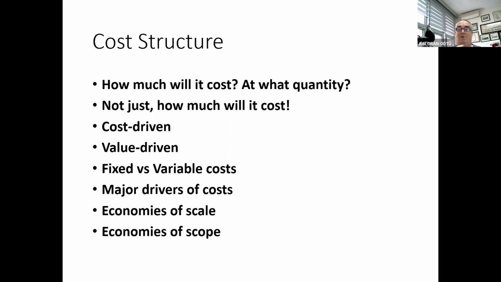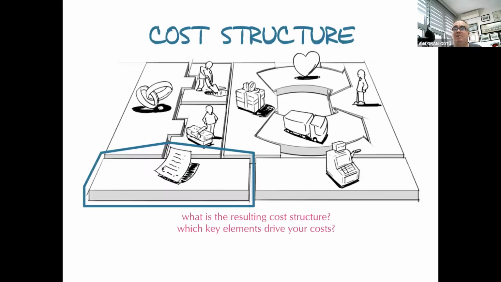Sometimes you have a lot of knowledge about chemistry, about using it to develop new products, improvements in products, then that may give you an advantage in developing even more chemical products. Okay, so coming back to the cost structure, let's take a look. Let's talk about some examples of how cost structure might be in your business model. So what is the cost structure, and which are the key elements driving your costs?